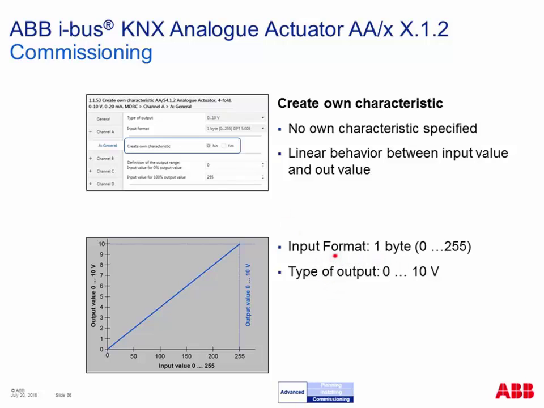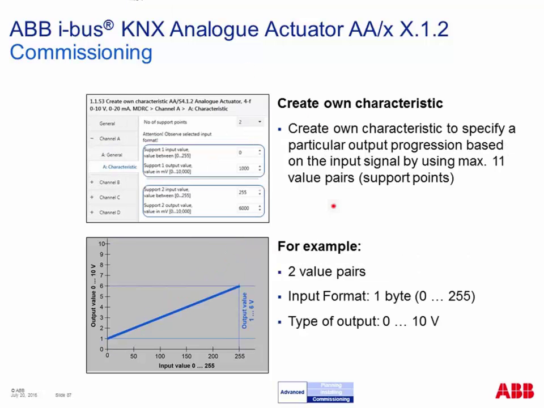For example, our input value we have set is from 0 to 255 and our output from 0 to 10 volt. So now here on our X range, we have the input value 0 to 255. And here we have the output level 0 to 10. And then depending on our input level, you see we have the linear reaction or behavior on our output. So for example, when we send the value 0, our output value is 0, when we send 255, the output signal is at maximum. This is the typical linear behavior. But now we can change it. Why, for example? Sometimes you need an output signal only between 1 and 6 volt. Only an example. So then we say here, create your own characteristic, yes.